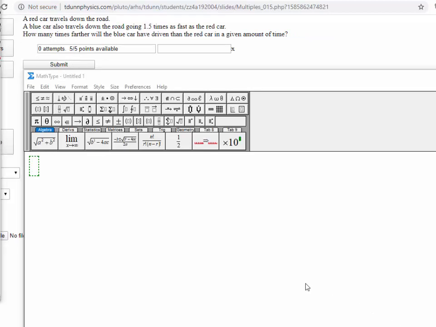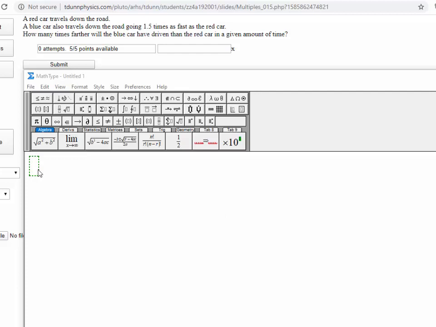Okay, page 15. Looks like we're back to red and blue car examples. A red car travels down the road. A blue car also travels down the road, going 1.5 times as fast as the red car. How many times farther will the blue car have driven than the red car in a given amount of time?